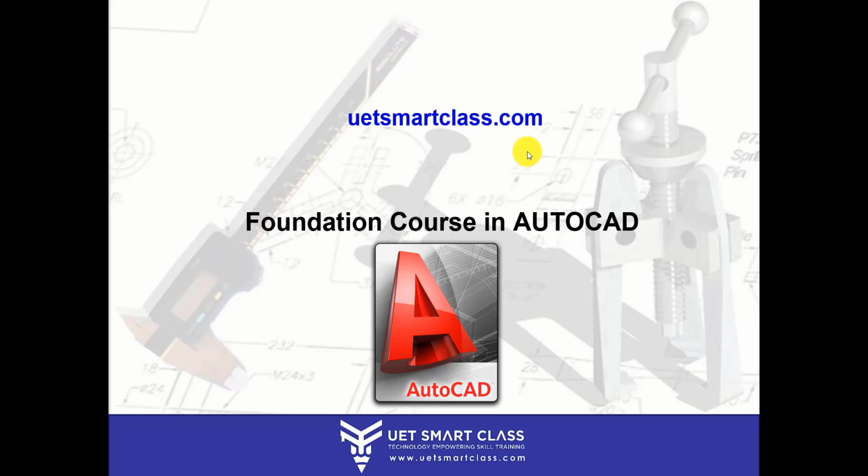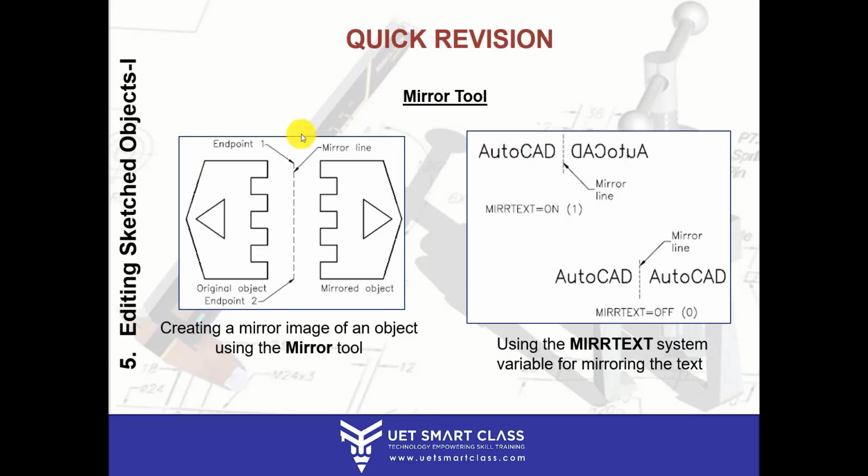So let's start with a quick revision. In the last class we did the mirror tool. Mirror is nothing but creating a mirror image of your object. Here, in this image, you can create a mirror of the original object by creating a mirror line in between. Your mirror line endpoints will decide in which location your object will be mirrored. Like in this case, endpoint 1 and endpoint 2 are here, so it has mirrored in front of it. Here left will become right and right will become left, as we normally see in mirrors.